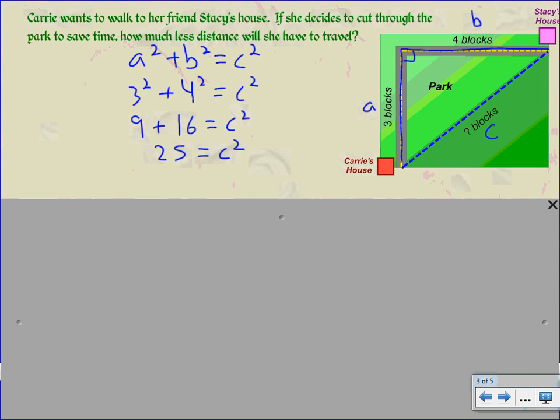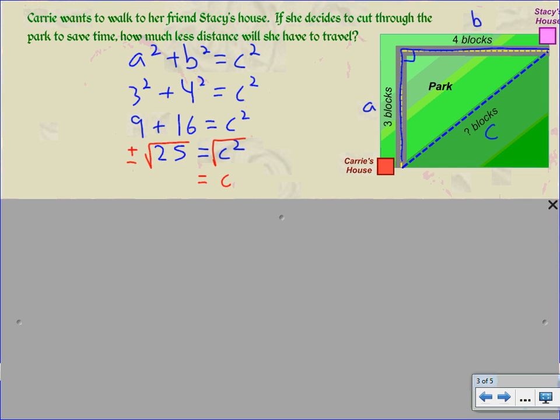Well, the opposite of squaring is square rooting, as we've been talking about the last few days, right? So that's what we're going to do. We're going to square root both sides, and that will give us C. Now, normally, we always say we need to make sure to remember that it could be plus or minus, right? When we square root both sides, it could be positive or negative.